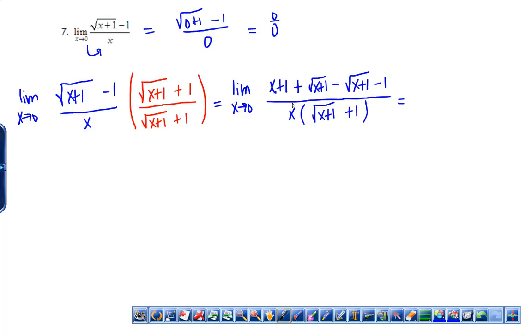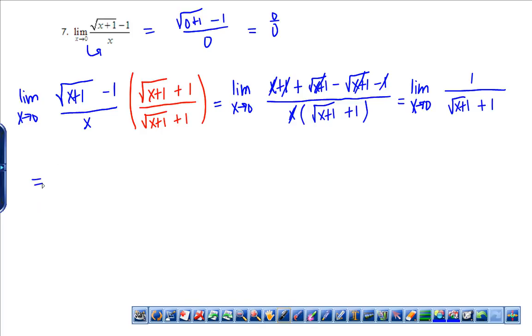Okay, I'm going to start simplifying. It looks like this is gone, your square roots. My 1 is also gone. And it looks like my x on the top and the bottom is gone. So I have the limit as x approaches 0. I have nothing on top, so I'm going to do a 1 as a placeholder. On the bottom, I'm left with the square root of x plus 1, plus 1.